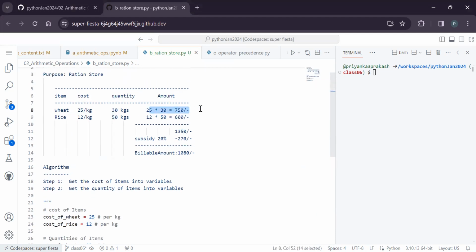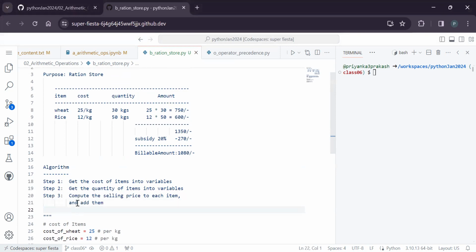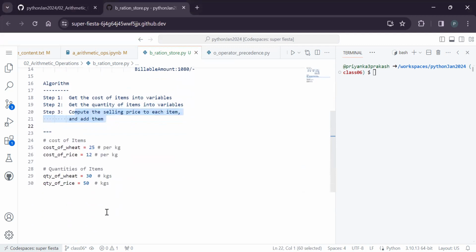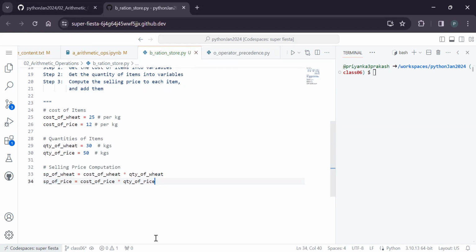Then what can I do? I can calculate the selling price of each item and then add them. That's what, right? So we need to get the selling price of each item and then we need to add them. So 2 points we have. How do you calculate the selling prices? Cost into quantity. So for the selling price calculations, selling price of wheat is equal to cost into quantity. Similarly, selling price of rice is equal to cost into quantity. That's how you get it.